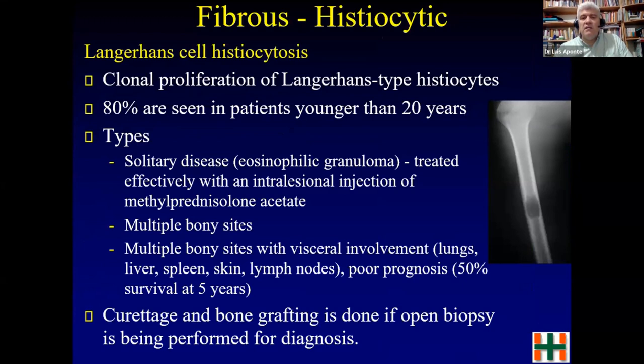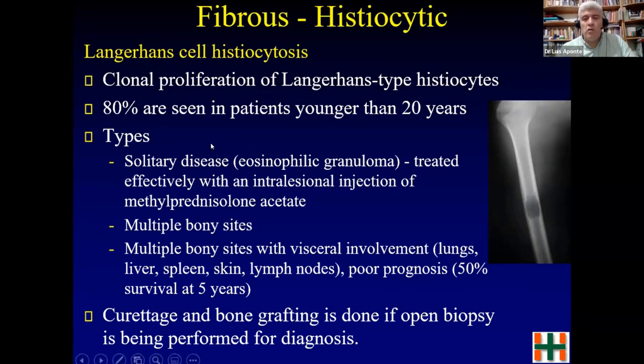Then you have the Langerhans cell histiocytosis, very strange, but 80% are younger patients. The most common is a solitary disease. There's a multiple bone sites disease, but for this, they should perform chemo. And you can see here, when there's a B cell involvement, there's very poor prognosis, survival of 50% at 5 years, but the problem is not bone, it's the affection of the B cell involvement. You can perform bone graft, but really, if you have a solitary disease, I'm going to show you, with just the biopsy, while you are waiting for the biopsy, it heals.